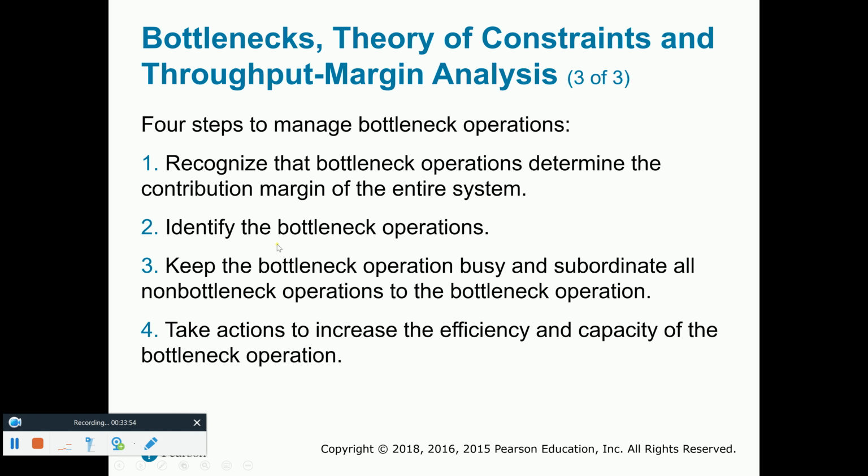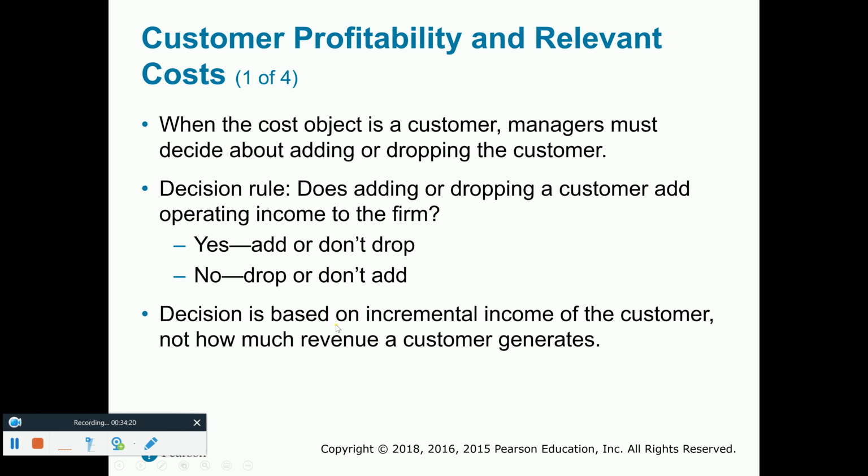Okay, so when we do have a bottleneck, we need to first of all recognize the bottleneck, and then of course recognize the bottleneck operations, to determine the contribution margin of the entire system, identify where the bottlenecks are, and then of course figure out what is the contribution margin per the bottleneck, if you will. This basically helps us in making decisions.